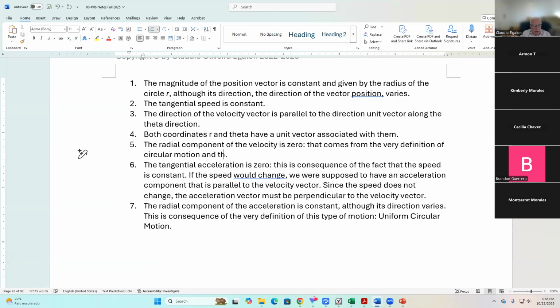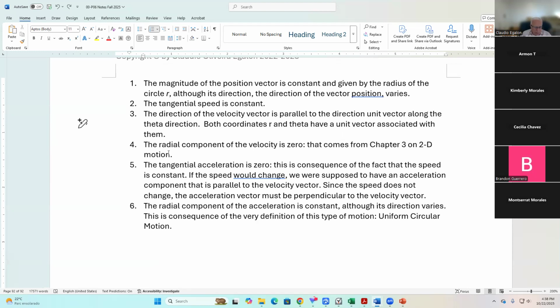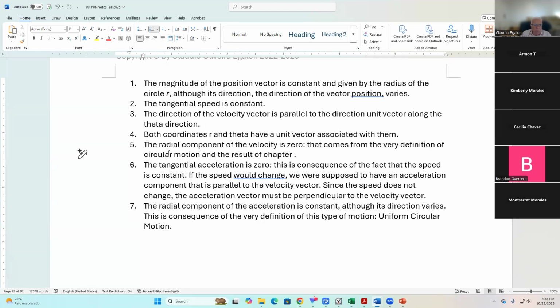And the result of chapter 3 for 2D motion: tangential acceleration is 0, which is a consequence of the fact that the speed is constant. If the speed changes, we're supposed to have an acceleration component that's parallel to the velocity vector. Since the speed doesn't change, the acceleration vector must be perpendicular to the velocity vector.